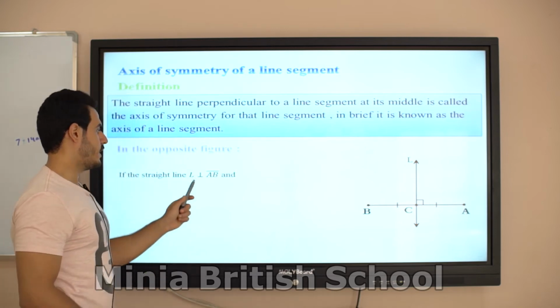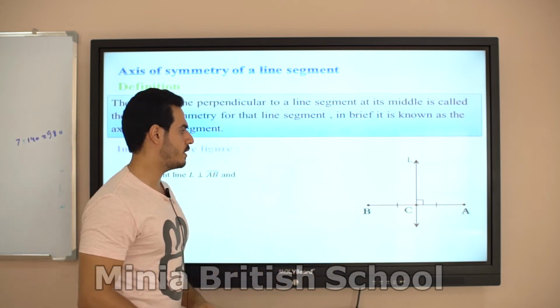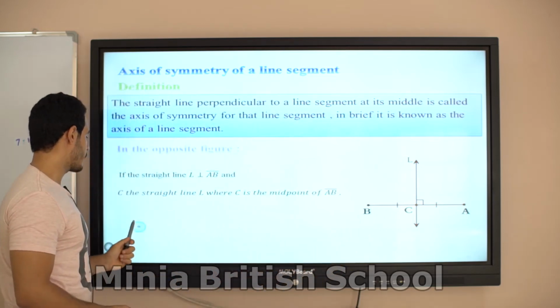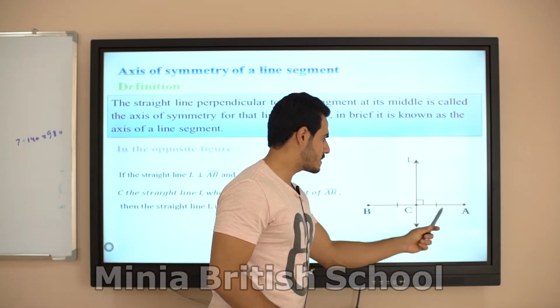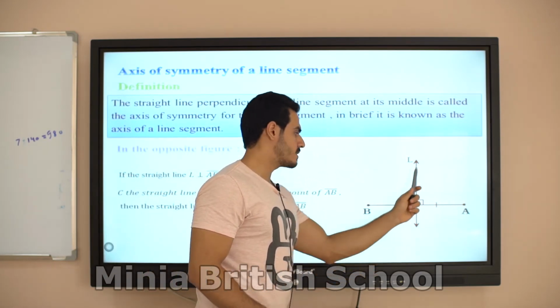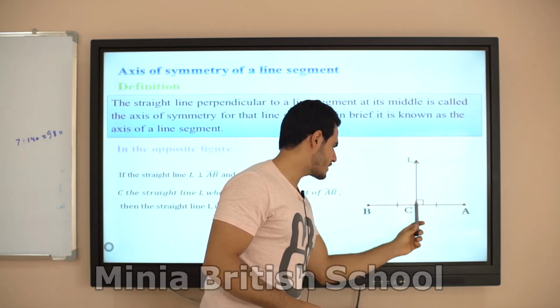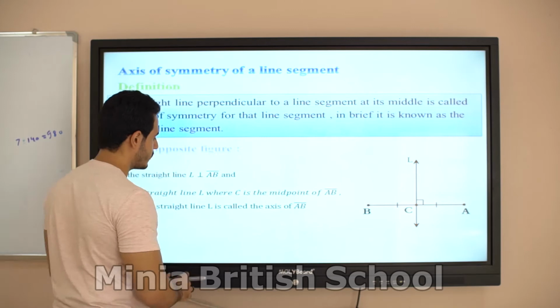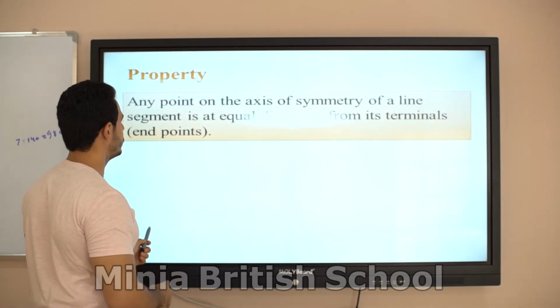If the straight line L is perpendicular to AB, L is perpendicular to AB, okay? Then the straight line and C is midpoint of AB. Then the straight line L is the axis of symmetry of line segment AB. Property.